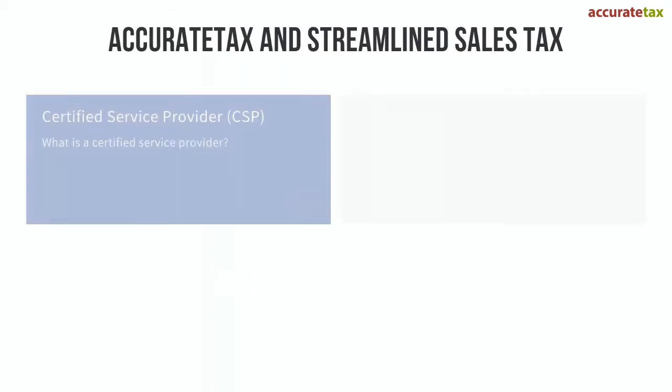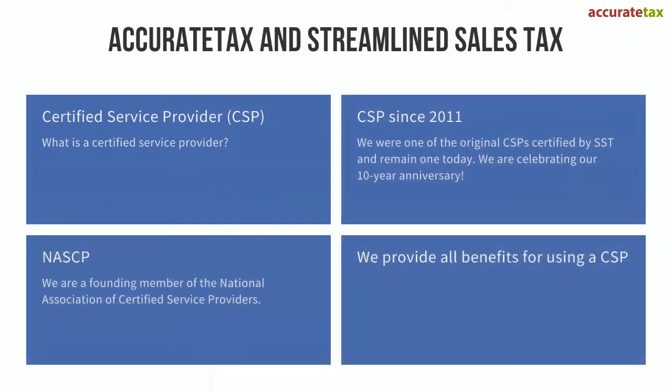Within Streamline Sales Tax, they have 6 sales tax software providers, including us, Accurate Tax, who are certified service providers. And what this means is that we have software that interacts with their system. We get rates and other data from them, and periodically they give us tests that we have to run against our system and prove that our system does things the way that they say that we have to do things.